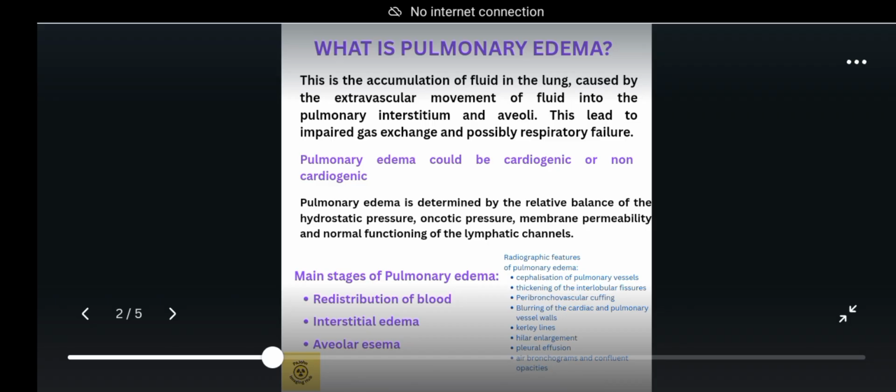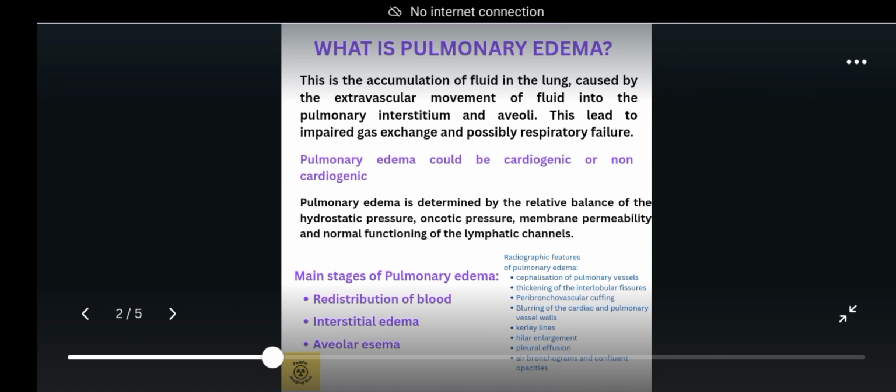Welcome back. What is pulmonary edema? This is the accumulation of fluid in the lung caused by the extravascular movement of fluid into the pulmonary interstitium and alveoli. This leads to impaired gas exchange and possibly respiratory failure. The definition is simple. It is when fluid in the blood leaves the pulmonary blood vessels and enters into the lung spaces. That's all. Now pulmonary edema could be cardiogenic or non-cardiogenic in origin.